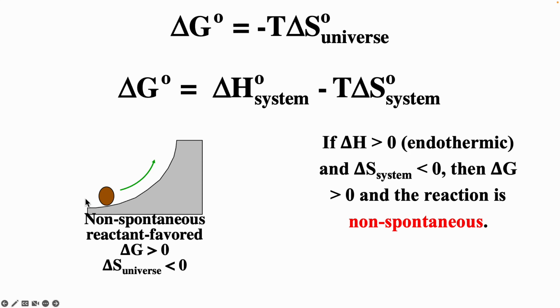Now here the reactants are lower energy, more stable than the products. And so our delta G is positive, products minus reactants. Because of that negative sign, delta S universe is negative. And so this would be a non-spontaneous process. Boulders do not roll up hills, they just roll down hills.